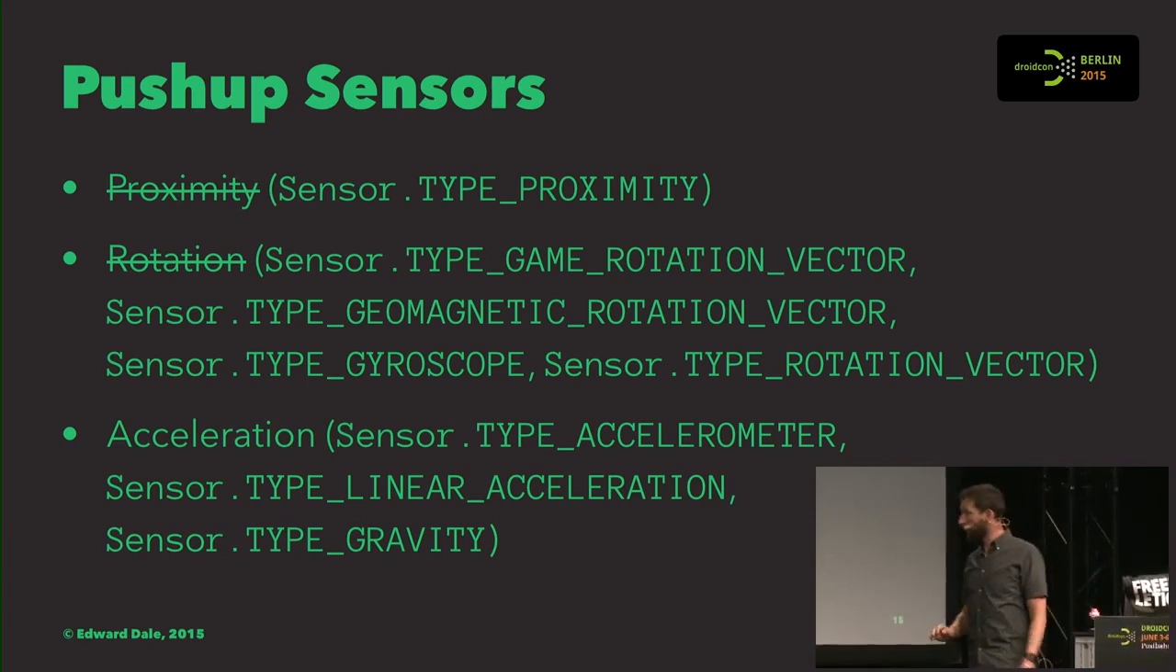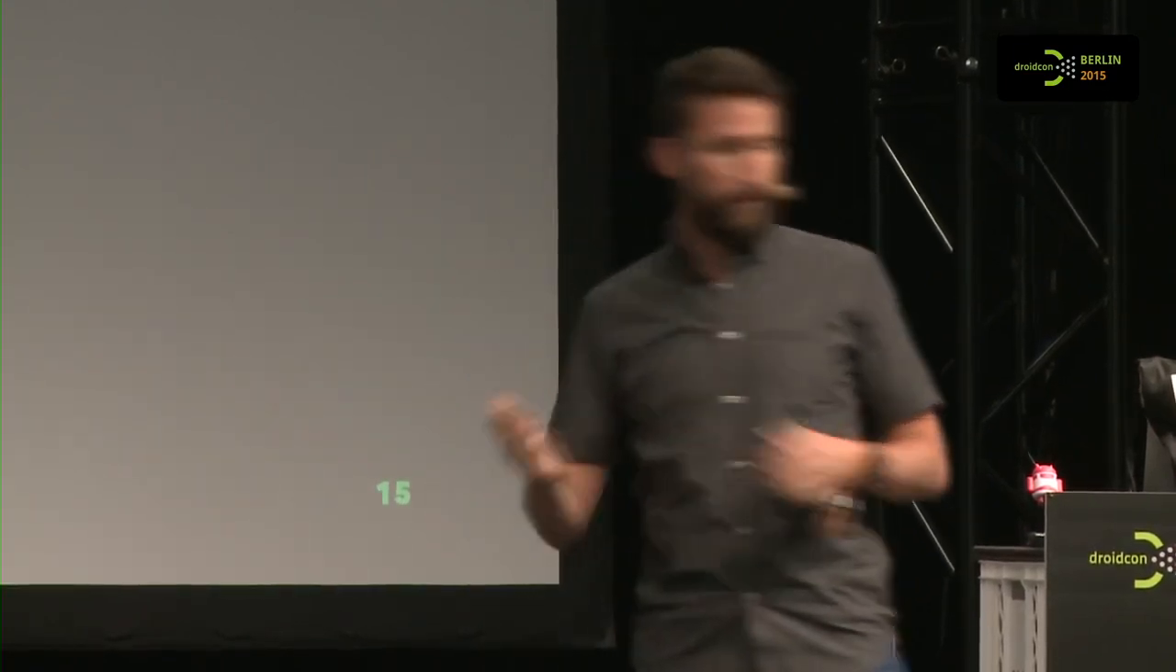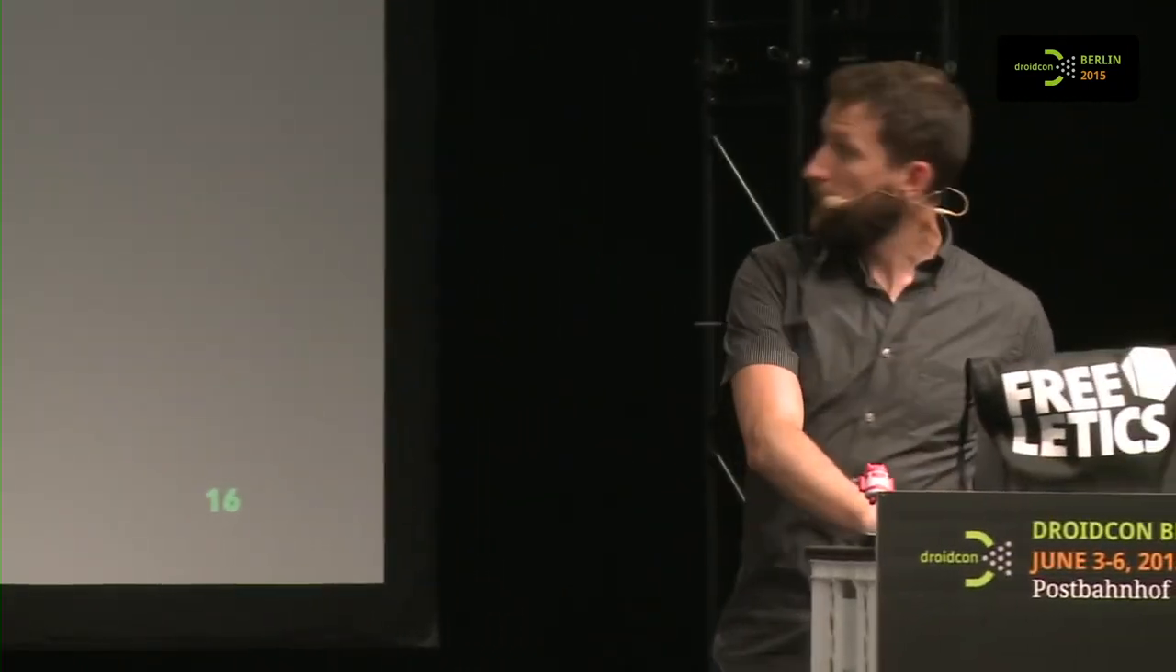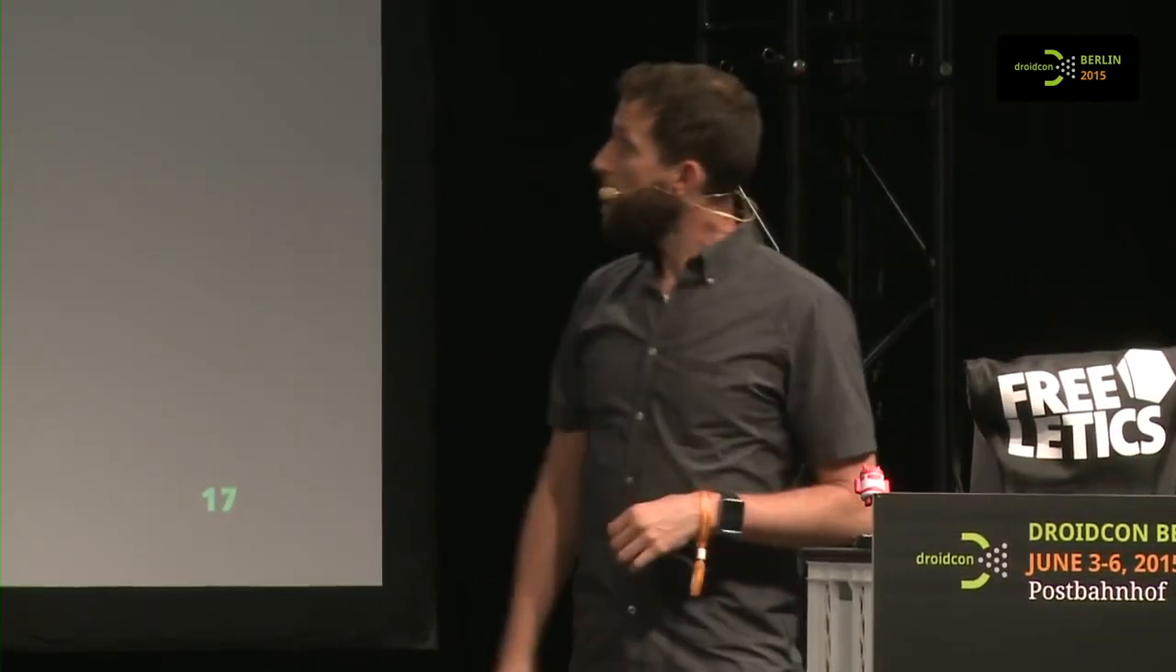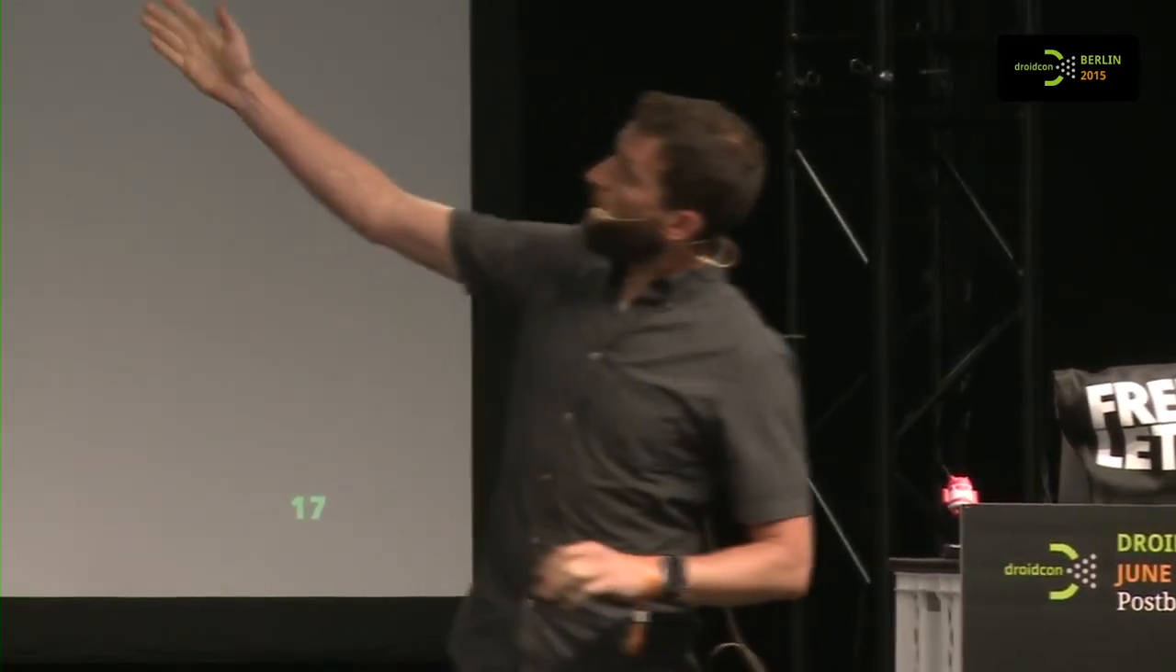Which leaves us with acceleration, which is what you probably all expected. When you lift your hands up off the ground and slam them back onto the ground, there's this acceleration happening. So that's the one we're going to focus on. There's actually a bunch of acceleration sensors that Android offers us. So this is type accelerometer.